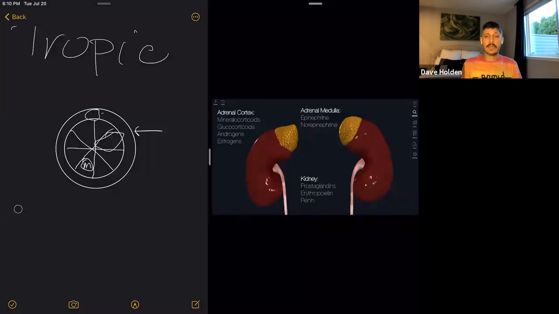Your kidneys, in addition to filtering the blood, also have endocrine functions. They're producing prostaglandins, erythropoietin, and of chief importance, renin, the hormone renin. Its importance is water balance.